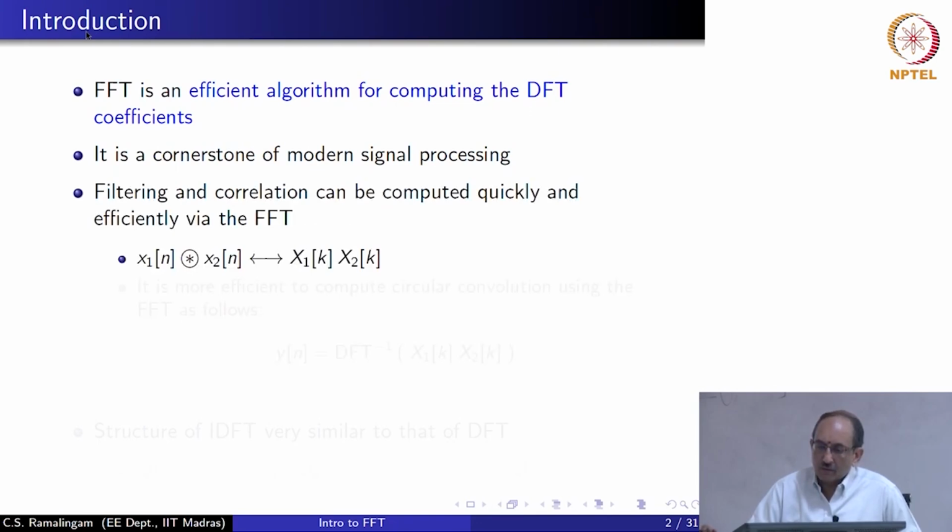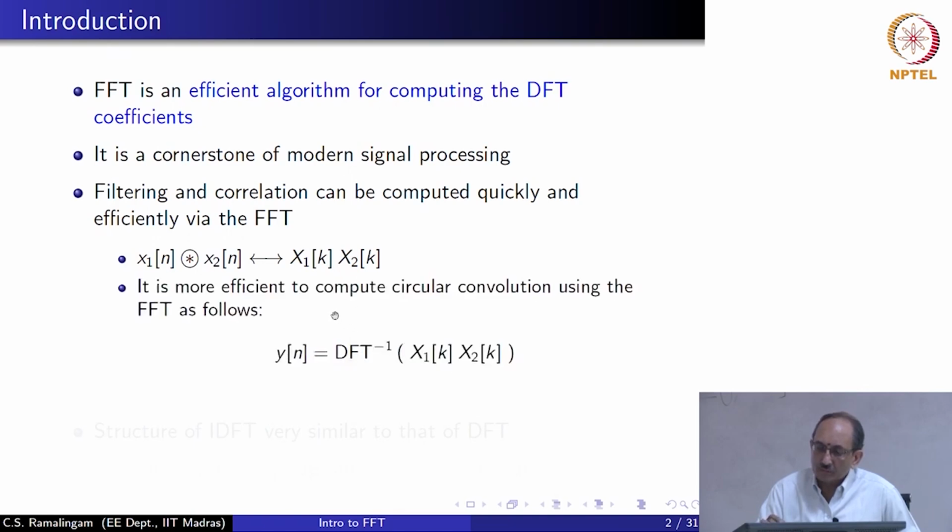And the reason why this caused a huge change: remember convolution, the DFT framework is circular convolution. If you circularly convolve in the time domain, you multiply in the transform domain, and it is more efficient to carry out convolution by taking the transforms, multiplying them, and then taking the inverse transform.